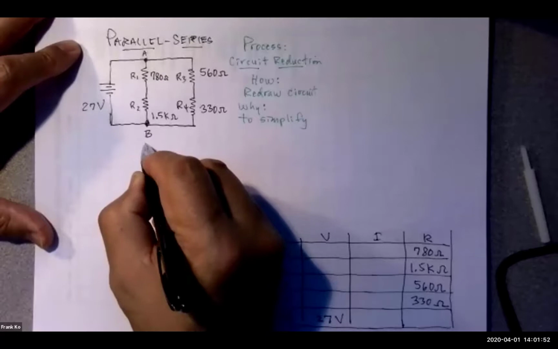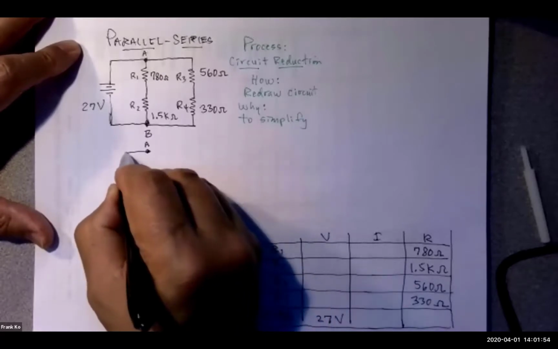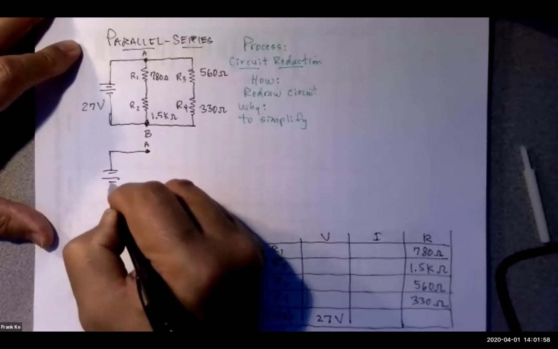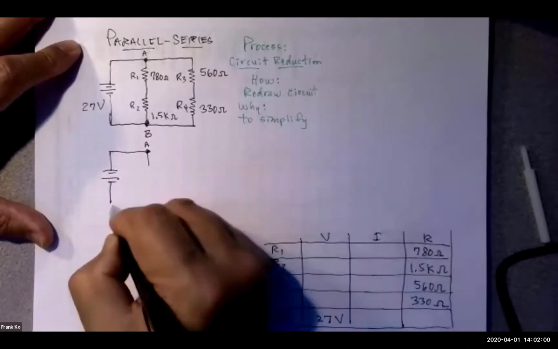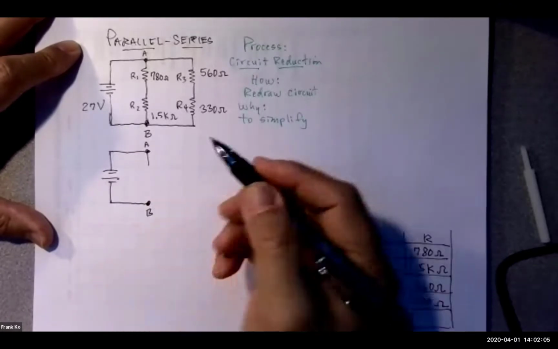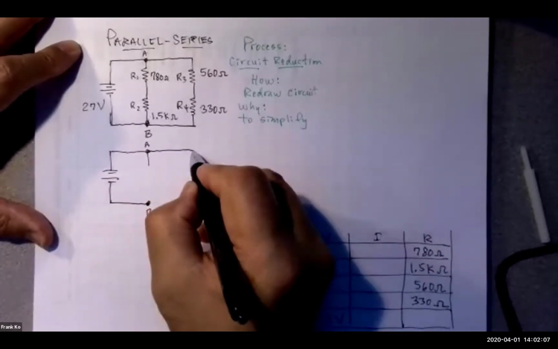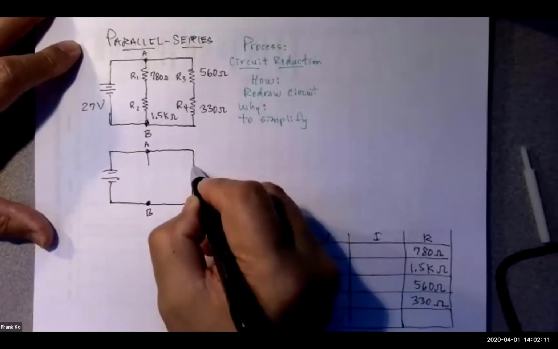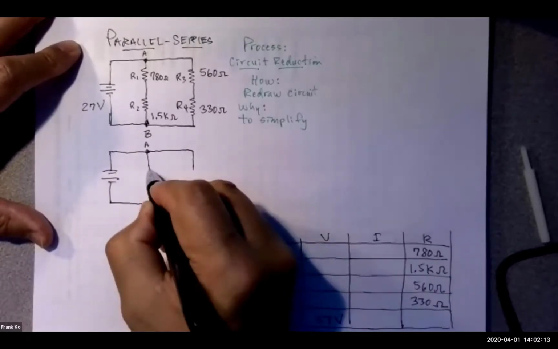So I will create my node A. Here's my wire coming out here. Here's my voltage source. And this will come down here. Here will be my node B. And this will come over to here. This will come down. This will come over to here. This will come up like so.